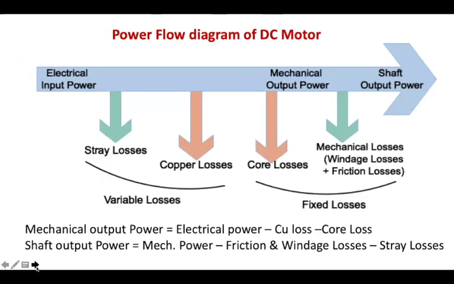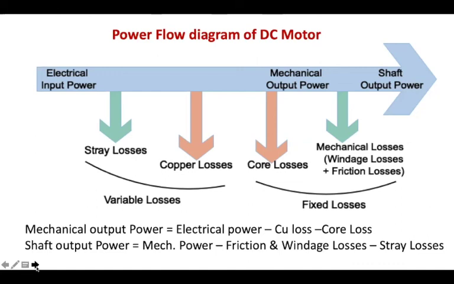So you can see this power flow diagram of the DC motor. We give the electrical input power. After that, there will be the stray losses and the copper losses in the given motor. Then the core losses, and you will get the mechanical output power, that is Eb into Ia. So once you get the Eb into Ia, then you will have the mechanical losses, that is the windage losses and the friction losses, and then you will get the actual output at the shaft of the given motor.